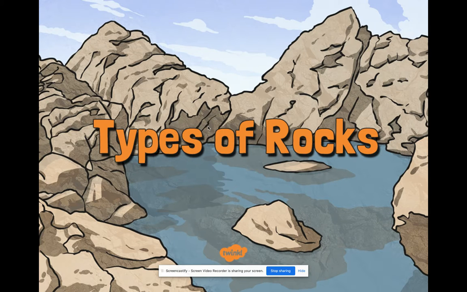Hello class. So today we're going to talk about types of rocks. But first we're going to do an activity. The only thing you're going to need is your science notebook and a pen or pencil, and let's get started. Today's lesson is on types of rocks.